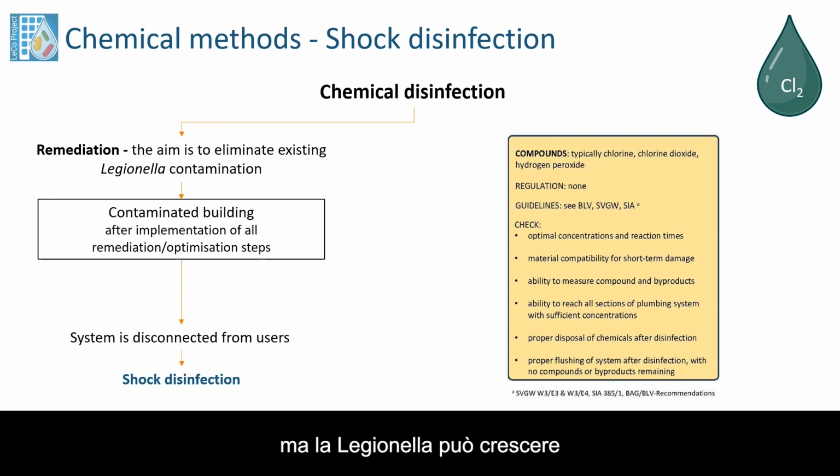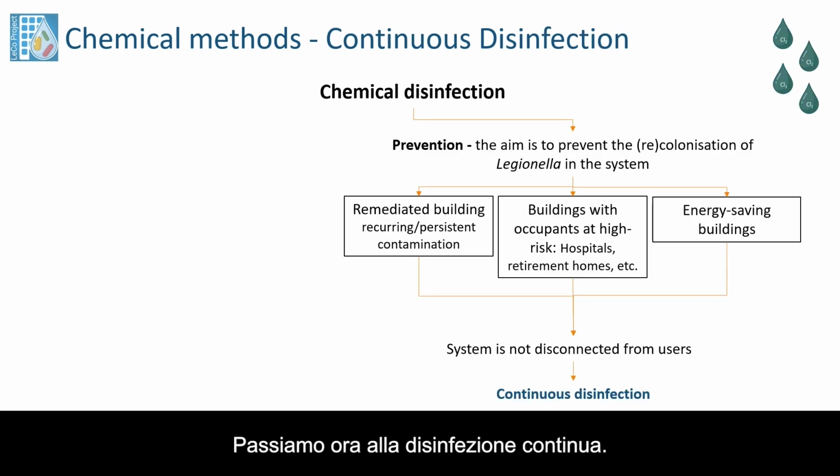But Legionella can grow in very distal parts of the system, so it needs to be made sure that with the disinfection, every single tap is reached. And the last point to keep in mind for this method is that after the disinfection was applied, there's a proper flushing of the system, because the compounds and byproducts can remain and should be flushed out before it is reconnected to a user. So let's look at continuous disinfection.